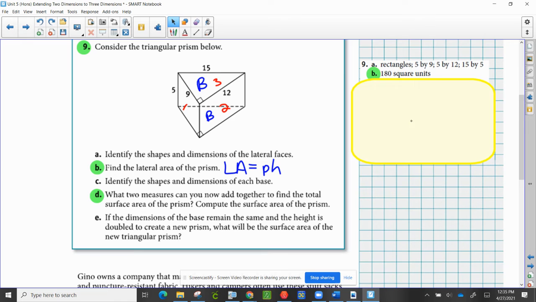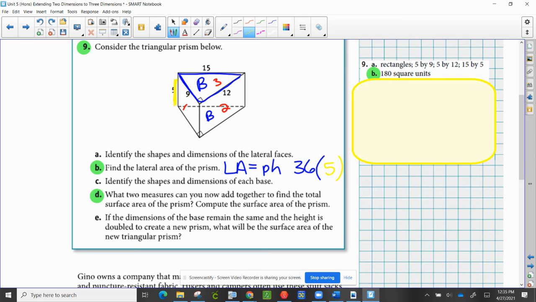So for the lateral area, you should have gotten 180 square units. So the perimeter of our base would be, get my pen, okay. So 9 plus 12 plus 15. So what is that, 36. Now the height, you have to make sure you use the right dimension here. The height is the distance that connects your two bases. So in this one, the height was 5. 36 times 5 should be 180.